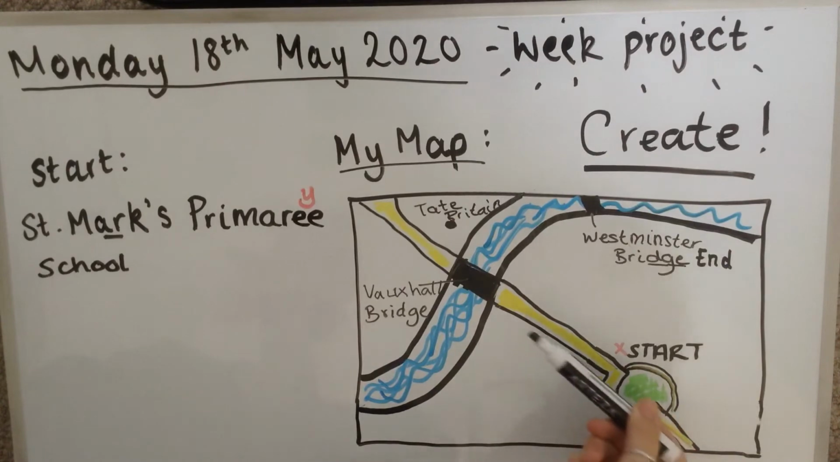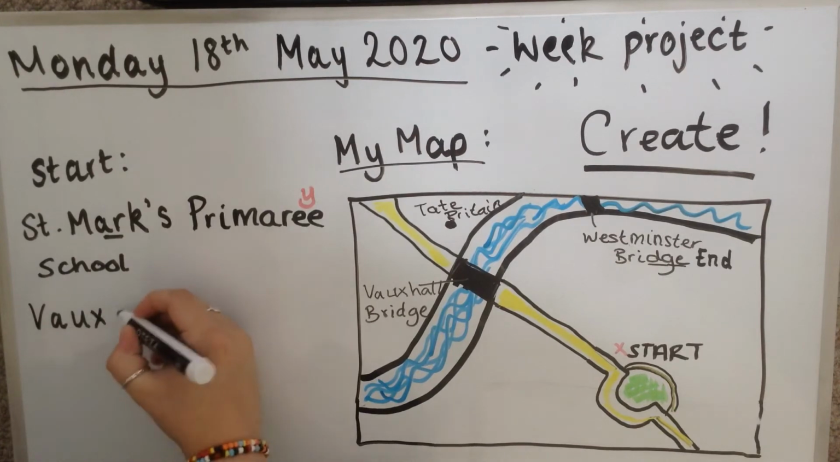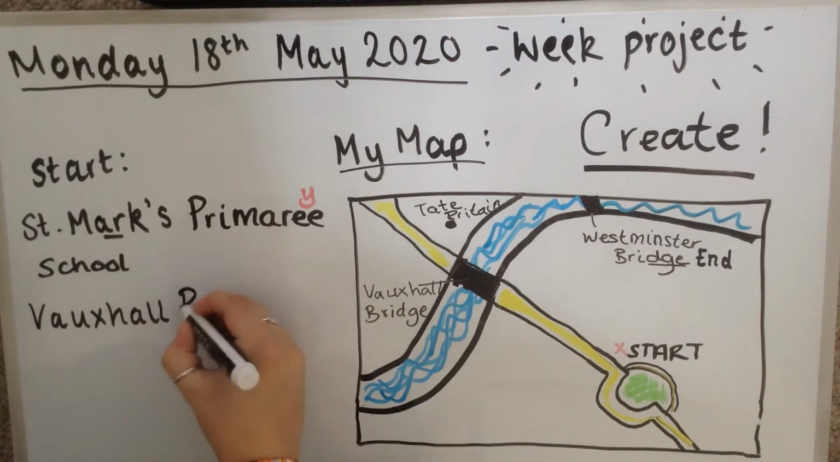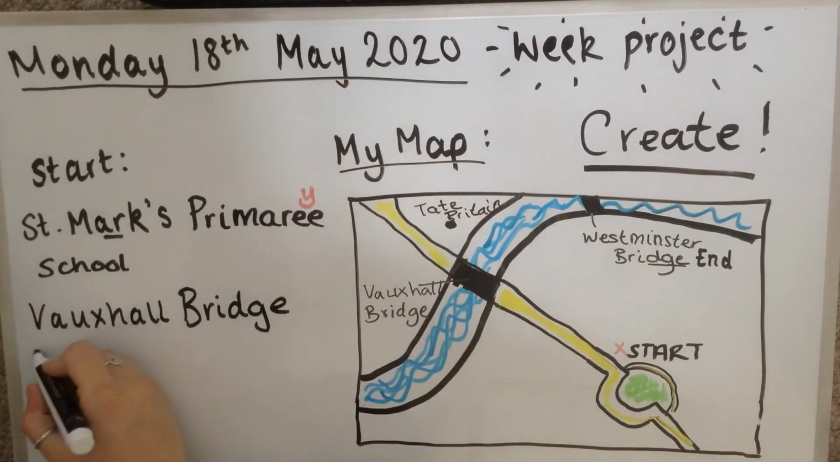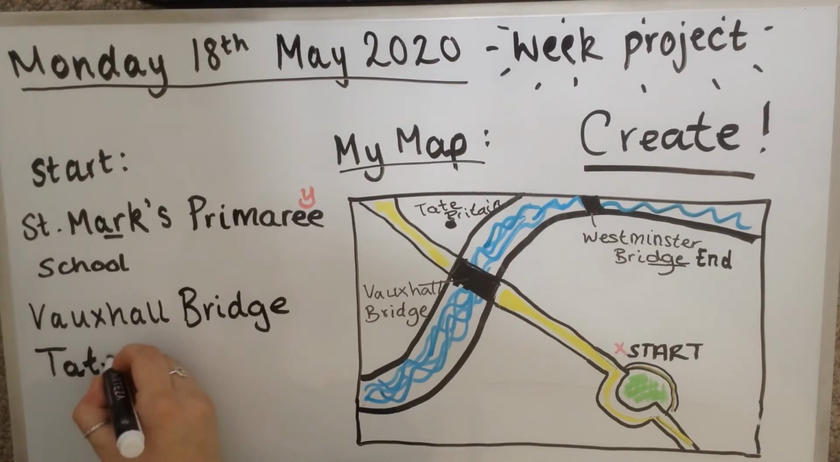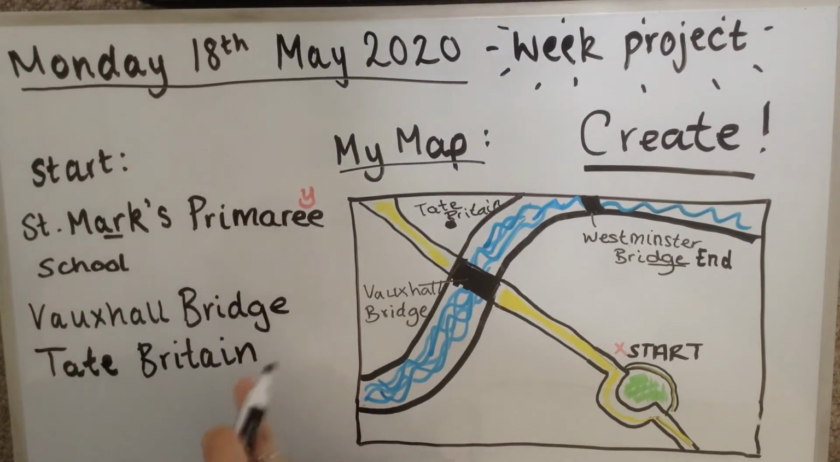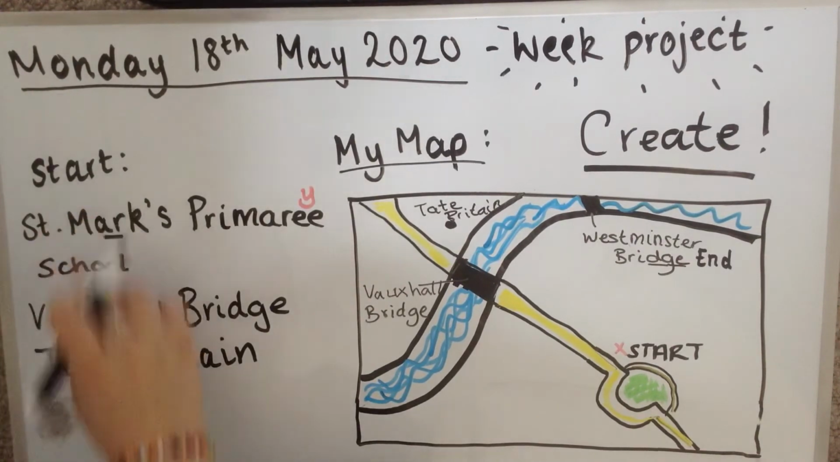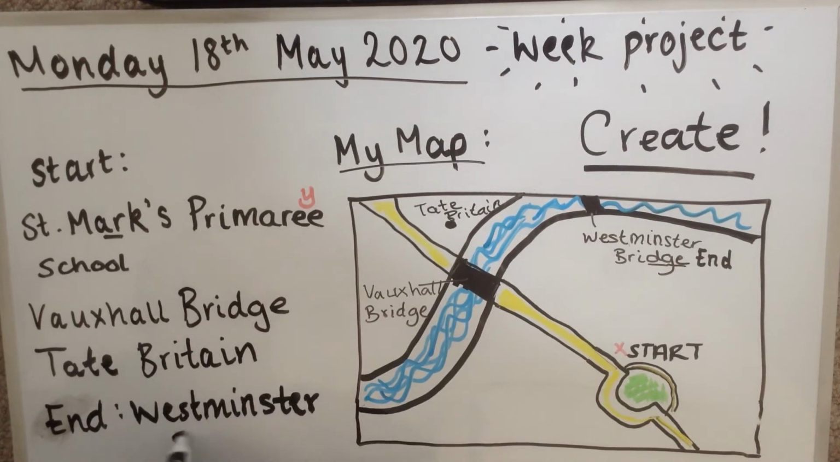And then I know that I'm going to follow and get to Vauxhall Bridge, which would be my next place. After Vauxhall Bridge, I'm then probably going to go to Tate Britain, or my character will. I might decide to make my character myself, I'm not sure yet. Britain. And then after Tate Britain, because I've written start, I'm going to write end, would be Westminster Bridge.